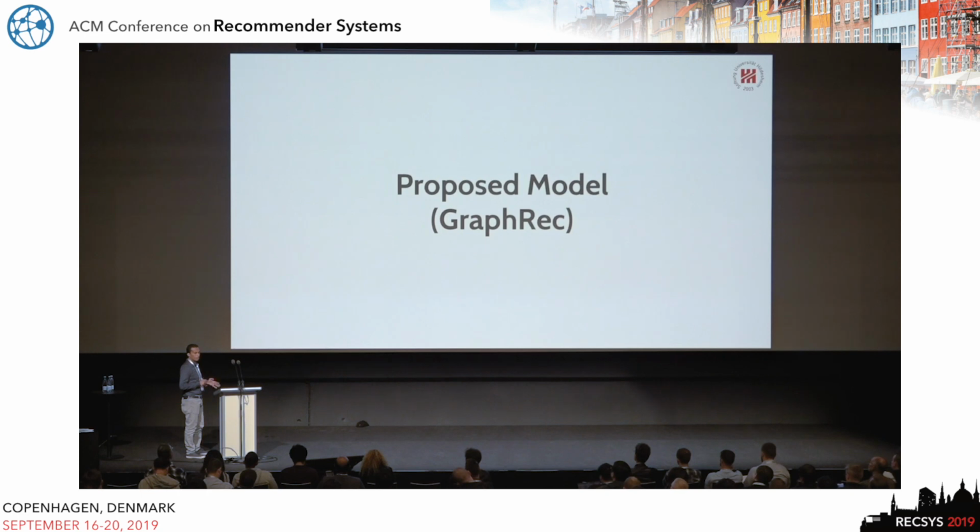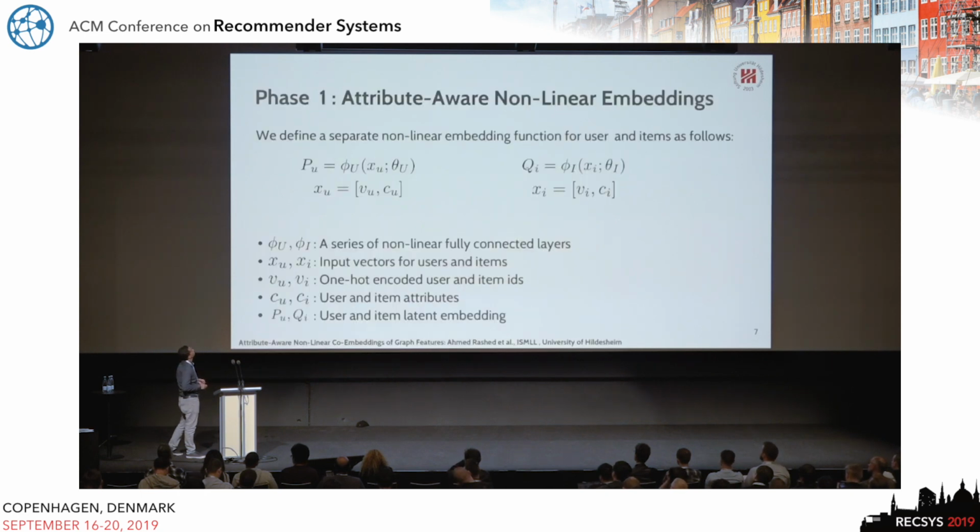The proposed model is divided into 4 phases. The first phase is attribute-aware nonlinear embeddings. We define a tower embedding function for every entity we have in the graph. For example, we have an embedding function for users, u, and an embedding function for items, i. This embedding function is a series of fully connected layers with some nonlinearity. The input vector for this function is the user ID and any attributes that you might have, and similarly for items, the item ID with any features.